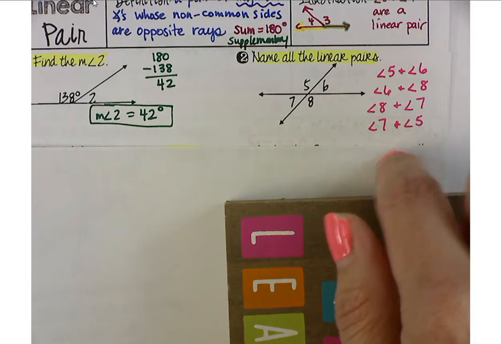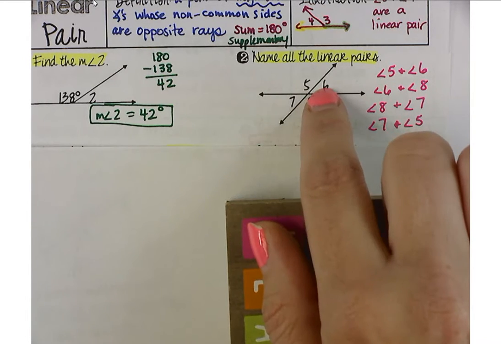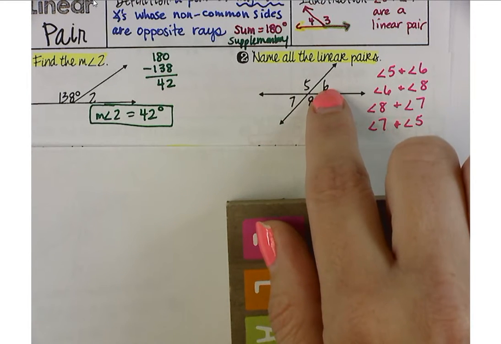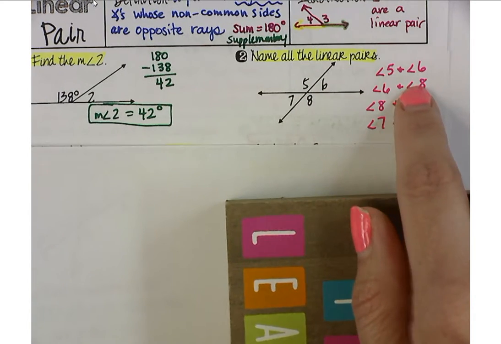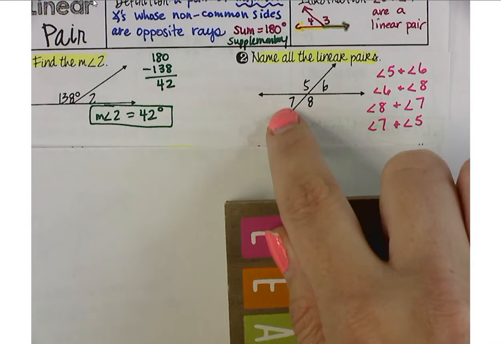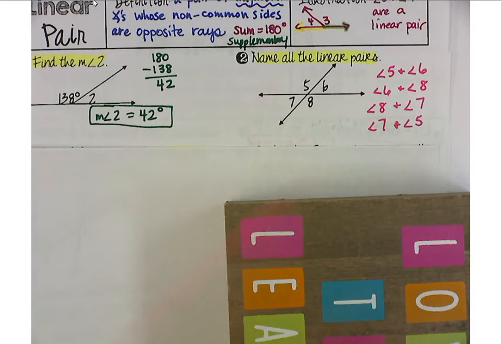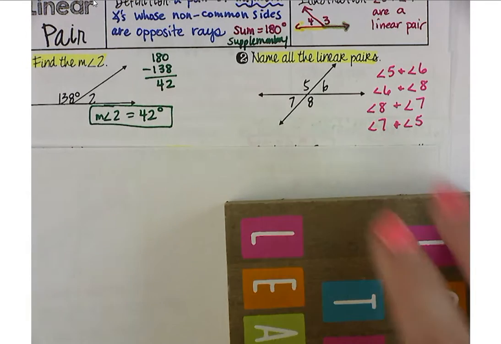5 and 6, 5 and 7. 6 is a linear pair with 5. It's also a linear pair with 8. So 6 and 8 should be on your list. And then 8 is also a linear pair with 7. So those should be the 4 pairs that are on your list.